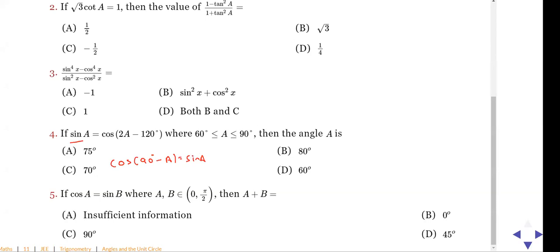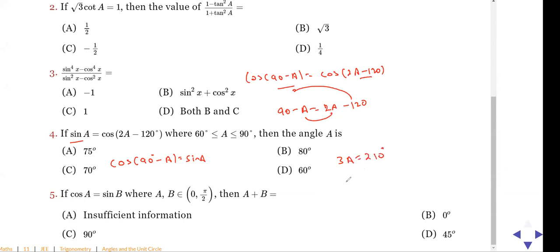ये सबको समझ में आ रहा है? हाँ या ना? Yes or no? Tell me. Navya, Melissa, Nitin, Sahana, Shrusti, Avya, Avni, this everyone is getting. Can I write sine A as cos 90 minus A? तो cos 90 degree minus A is equal to cos 2A minus 120. So can I just equate the angles because both are cos. So 90 minus a is equal to 2a minus 120. Ye idhar jayega, ye idhar aayega. So 3a is equal to 210 degrees. So a is equal to what? 70 degree. Right?